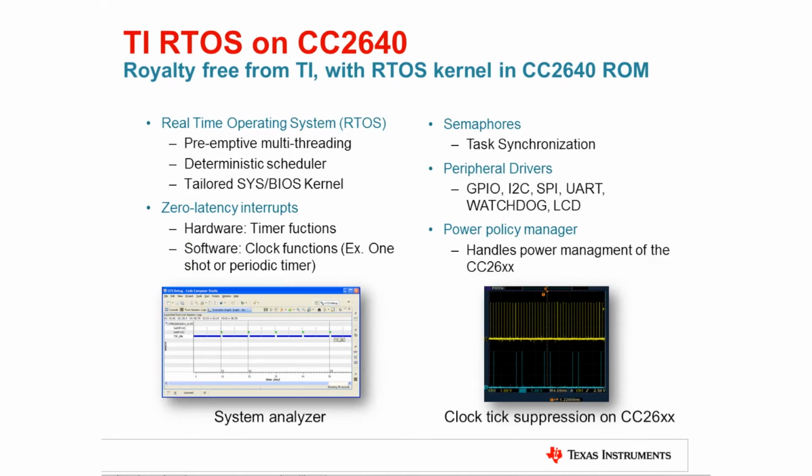TI RTOS is the operating environment for Bluetooth Low Energy applications on CC26XX devices. The TI RTOS kernel is a tailored version of the TI SYS BIOS kernel and operates as a real-time, preemptive, multi-threaded operating system with tools for synchronization and scheduling. Each RTOS thread has an initialization function, an event processor, and likely has one or more callback functions. While threads have many benefits, they require synchronization to interact in a thread-safe manner.